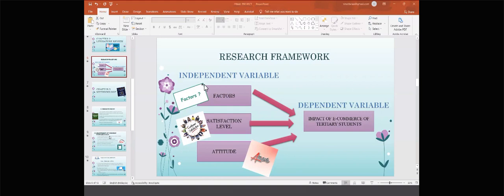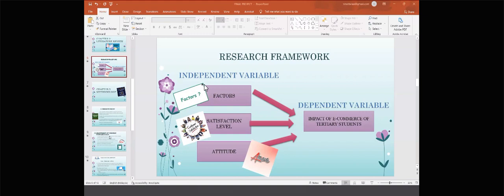So here, Vinotira, first you need to find your IV and DV. The IV is what will influence your DV. For example, for your research here, what I can see, let's say you are going to look at here.